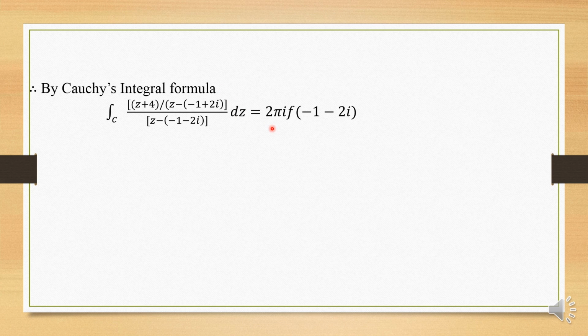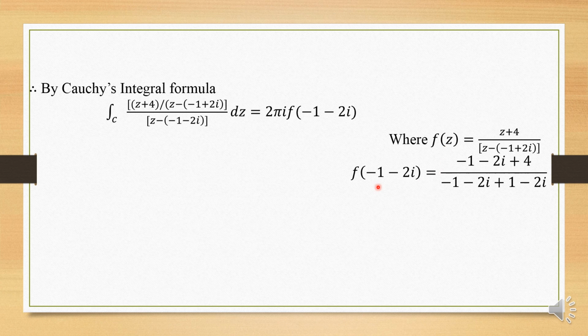By Cauchy integral formula, the value is 2 pi i into f of a. A is nothing but minus 1 minus 2i. The next step, we want to find f of minus 1 minus 2i. For that we write f of z, that is the numerator term, (z plus 4) divided by (z minus (minus 1 plus 2i)). In this we replace z by minus 1 minus 2i. We get (minus 1 minus 2i plus 4) divided by (minus 1 minus 2i plus 1 minus 2i). We get the value (3 minus 2i) by minus 4i.